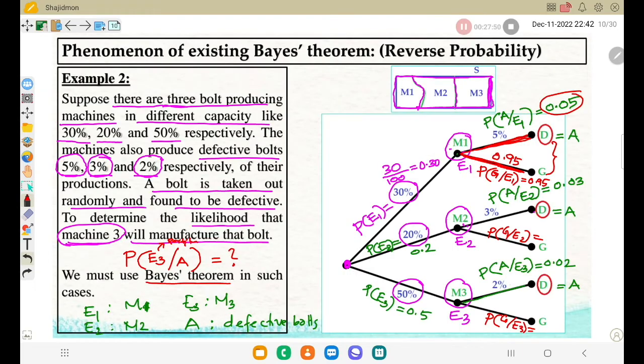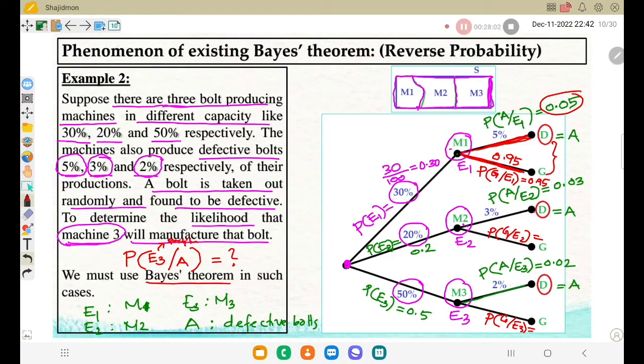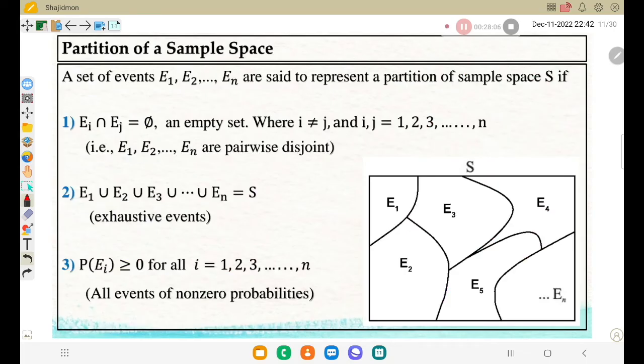So, the situation in which we use Bayes theorem, we discussed with example number 1 and example number 2. Now we will go to the Bayes theorem. Before going to the Bayes theorem, we need to know the meaning of partition and the meaning of total probability. After that, Bayes theorem. For example, partition. What is the meaning of partition?